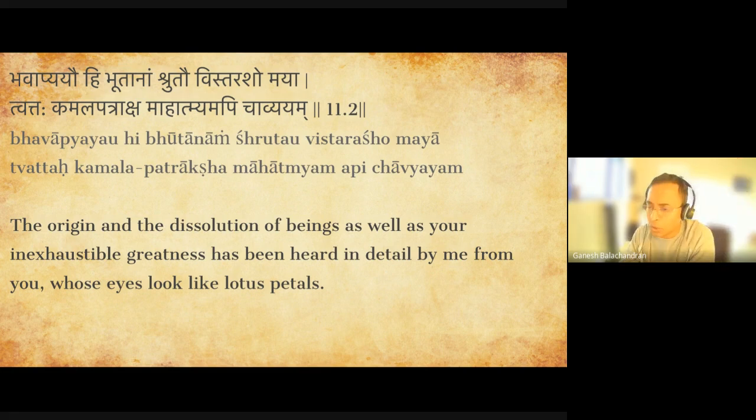The origin and dissolution, Bhagavan has told us many, many times. Avyaktad vyaktayah sarvah prabhavanty aharagame, ratryagame praliyante tatraivavyakta-sanjnake. During the day, which is the day of Brahma, creation happens, and during the night it gets resolved. And Bhagavan has said that in the 8th chapter. Even in the second chapter he has hinted, Avyaktadini bhutani vyaktamadhyani bharata, avyakta-nidhananyeva tatra ka paridevana.